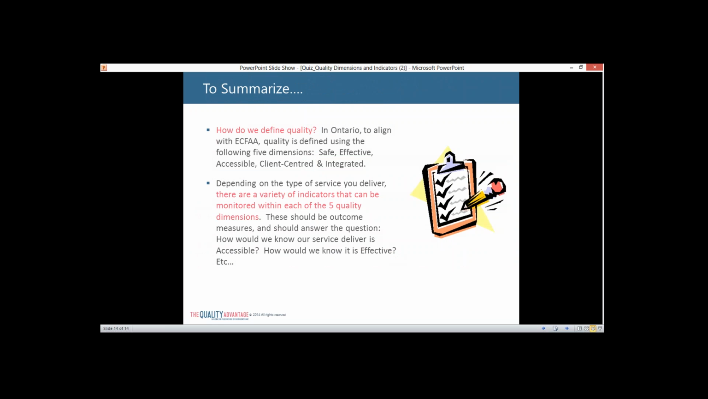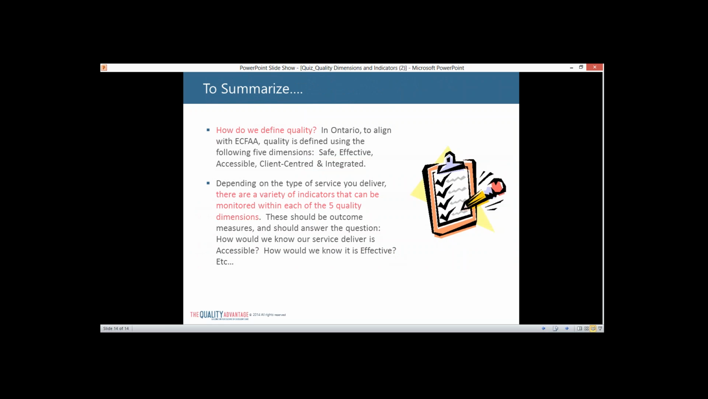So that's the end of this webinar. And just to summarize, what have we covered? We've talked about how we define quality. In Ontario, my suggestion is that organizations ought to align with the 5 dimensions included within the Excellent Care for All Act. Those 5 dimensions are safe, effective, accessible, client-centered, and integrated.